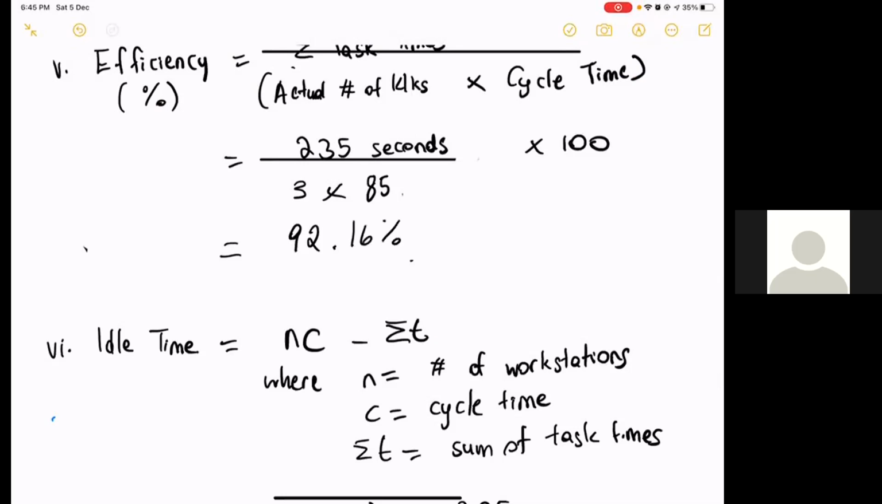21.16%. Thank you for that correction. So yeah.